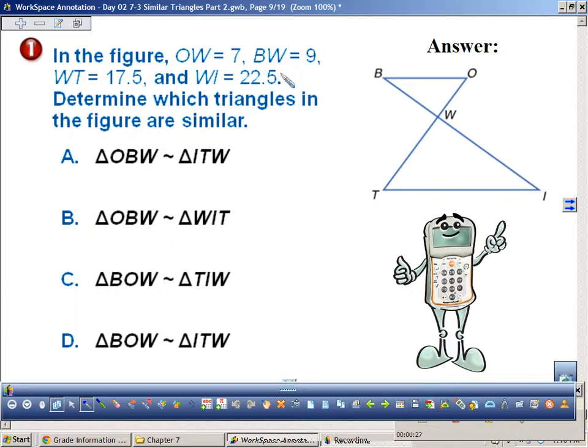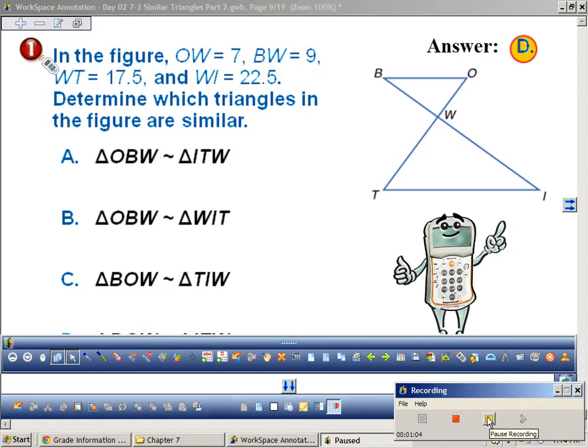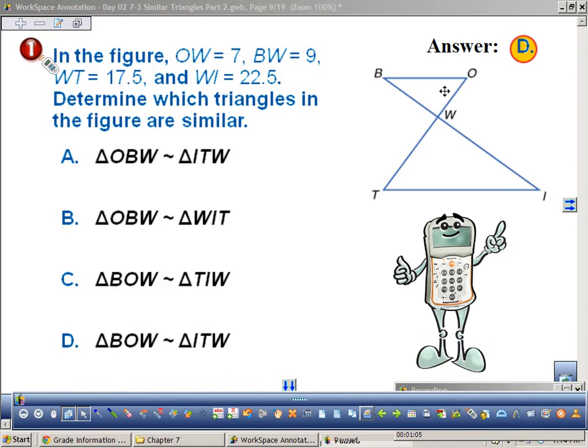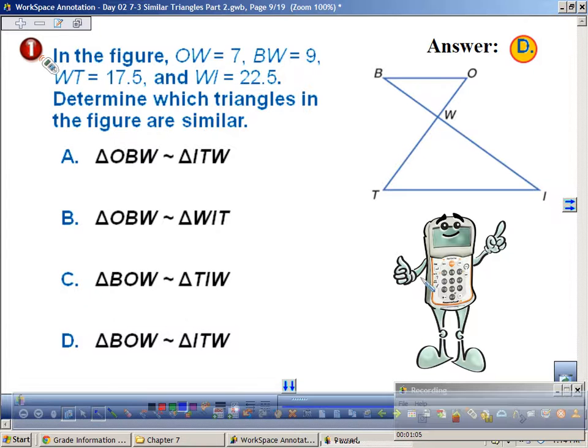Why don't we put, I want you guys to look at this one and put your answer in your clicker. Okay, so our answer is D. So let's figure out why the answer is D.